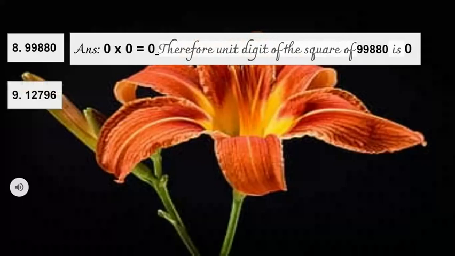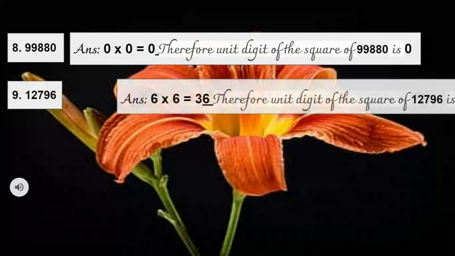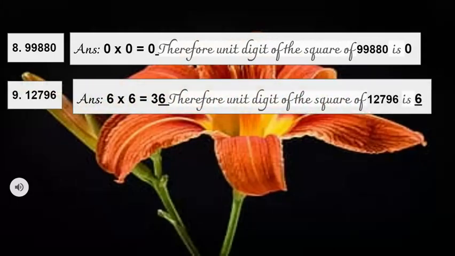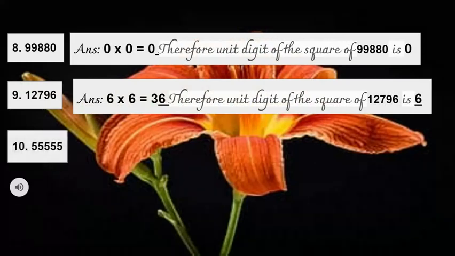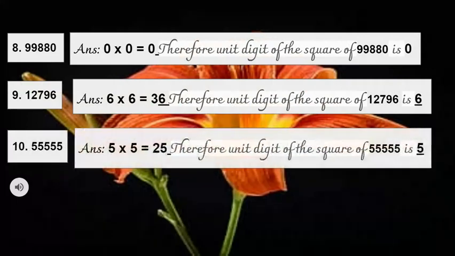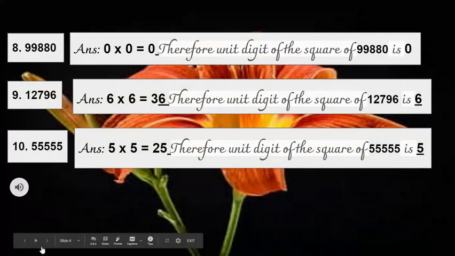Now, ninth question, 12,796. Here, at unit place, 6 is there. So, what will be the square of 6? That is 36. So, the answer is 6 into 6 is equal to 36. Therefore, unit digit of the square of 12,796 is 6. Last number is 55,555. At unit place, 5 is there. So, the square of 5 is 25. So, the answer will be 5 into 5 is equal to 25. Therefore, unit digit of the square of 55,555 is 5. Clear?